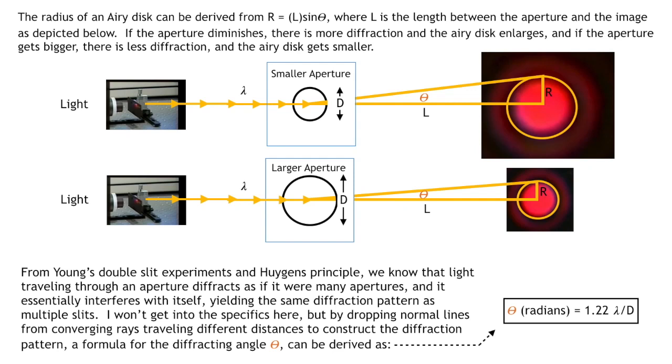Okay? So from Young's double slit experiments and Huygens principle, we know that light traveling through an aperture diffracts as if it were many apertures, and it essentially interferes with itself, yielding the same diffraction pattern as multiple slits. I'm not going to get into the specifics here, but by dropping normal lines from converging rays traveling different distances to construct the diffraction pattern, a formula for the diffracting angle theta can be derived such that theta in radians equals 1.22 times the wavelength divided by the diameter of the aperture. If you want to look up the derivation of this formula, there are many videos online describing it.